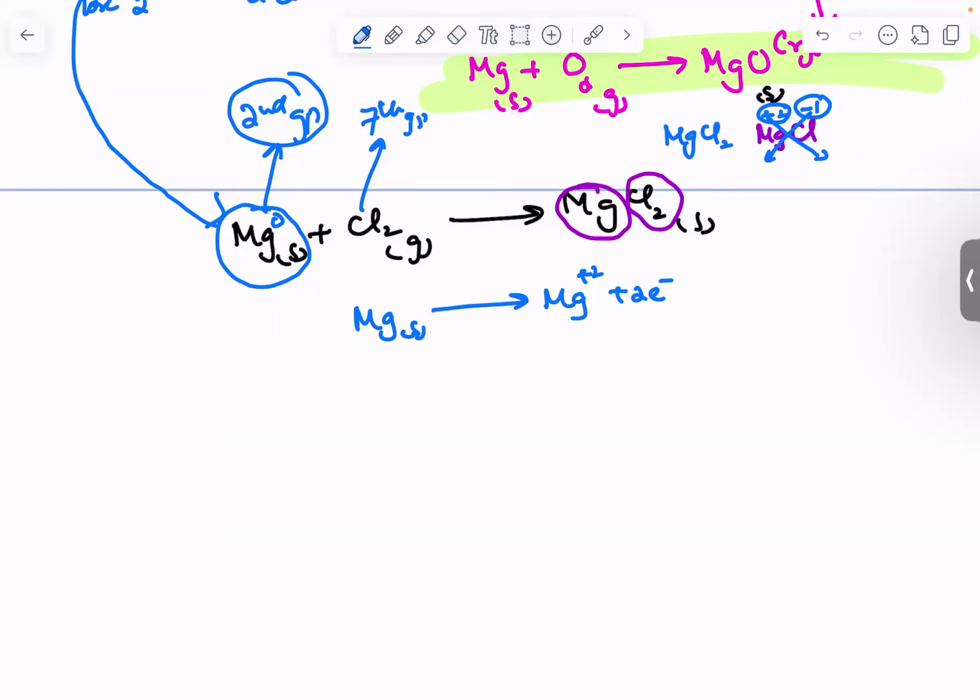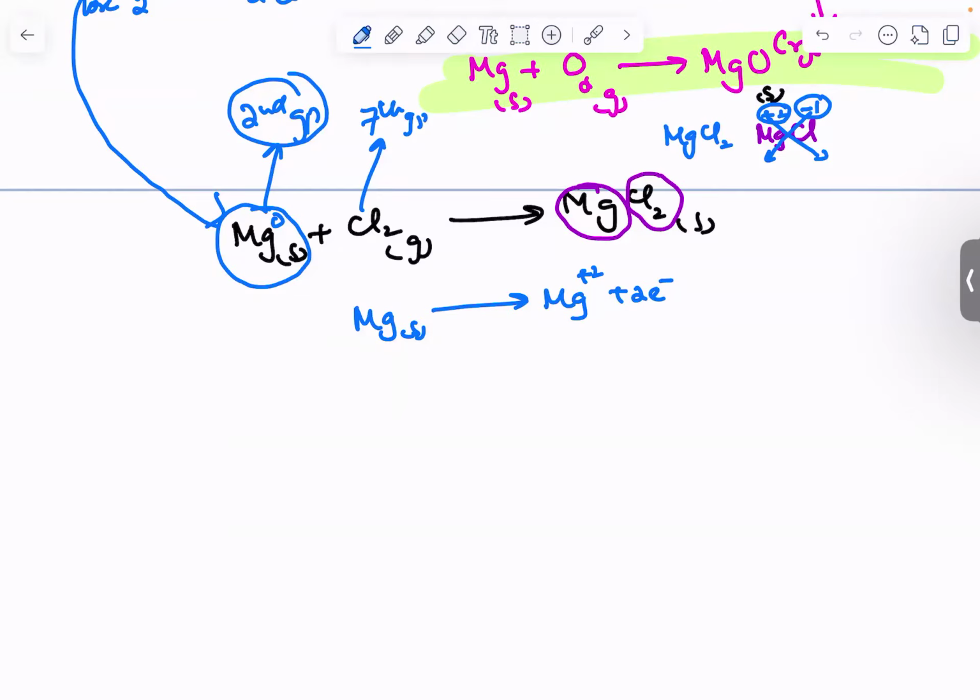When you move towards the right side of the periodic table, the sixth group, seventh group, you know that these are non-metals. This is something you need to remember. Groups five, six, and seven are meant for non-metals. Non-metals gain electrons. If something is in group six, how many electrons are in the valence shell? Six electrons.